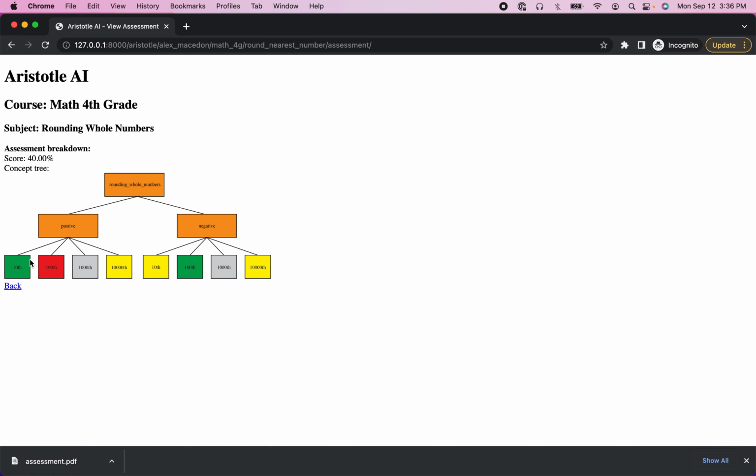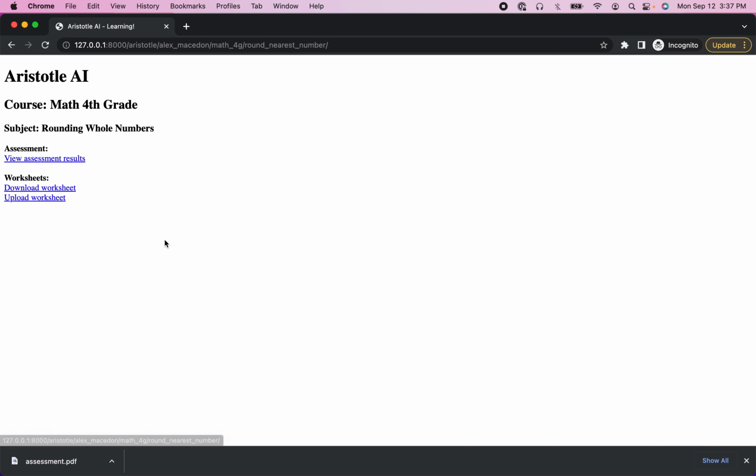Green means they scored really well. Red means we did badly in that, and gray means there wasn't a question to assess there. So in this case, when we're generating a new worksheet for the student to work on based on this concept tree that they just filled out, we would generate more problems for the case of positive numbers in the 100th digit to try to help reinforce the student in this concept.